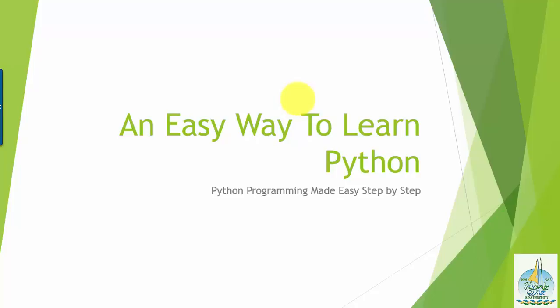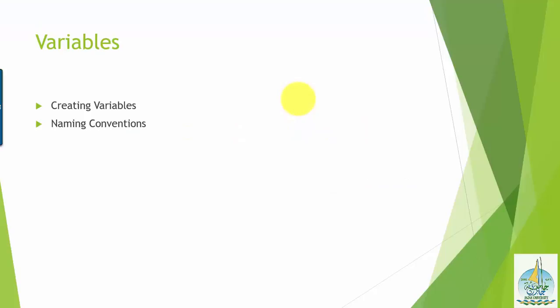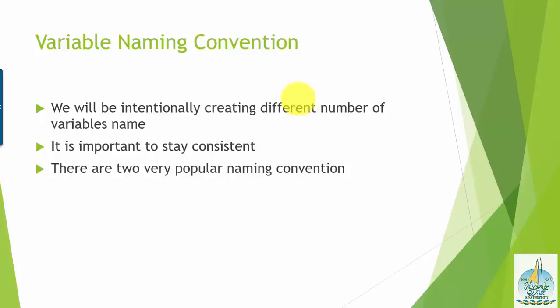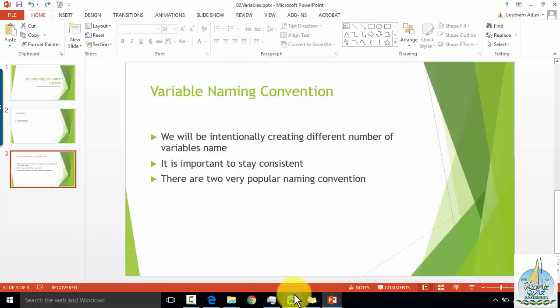So in this section, I'm going to talk about variables and variable names, and how we are able to define variable values. Creating variables, the main agenda of this section, and to see the naming convention. We are going to use PyCharm for this, and we'll be intentionally creating different variable names. It's important to stay consistent. There are two very popular naming conventions out there: the Camelcase Convention and the underscore convention. So we'll see the two types of naming conventions in the integrated development environment.